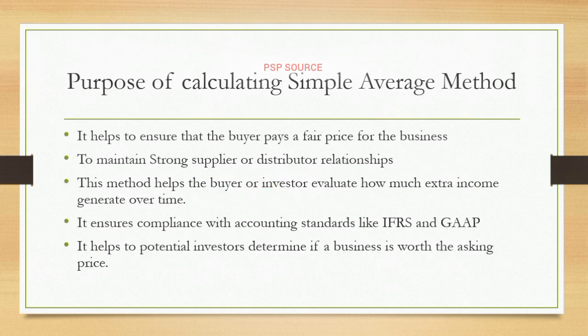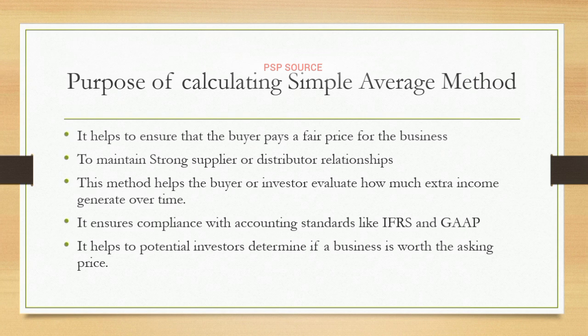Following this, we'll discuss the purpose of using the simple average method. The first purpose is that it helps to ensure that the buyer pays a fair price for the business, which means we can identify the correct price of the business, especially when we are purchasing another business, when we are doing an acquisition or merger. At that time it helps to ensure the buyer's fair price of the business. Okay, next, to maintain strong supplier or distribution relationships.